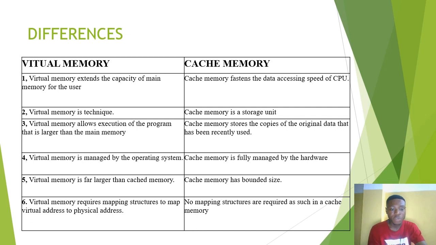6. Virtual memory requires mapping structures to map virtual addresses to physical addresses. In cache memory, no mapping structures are required.